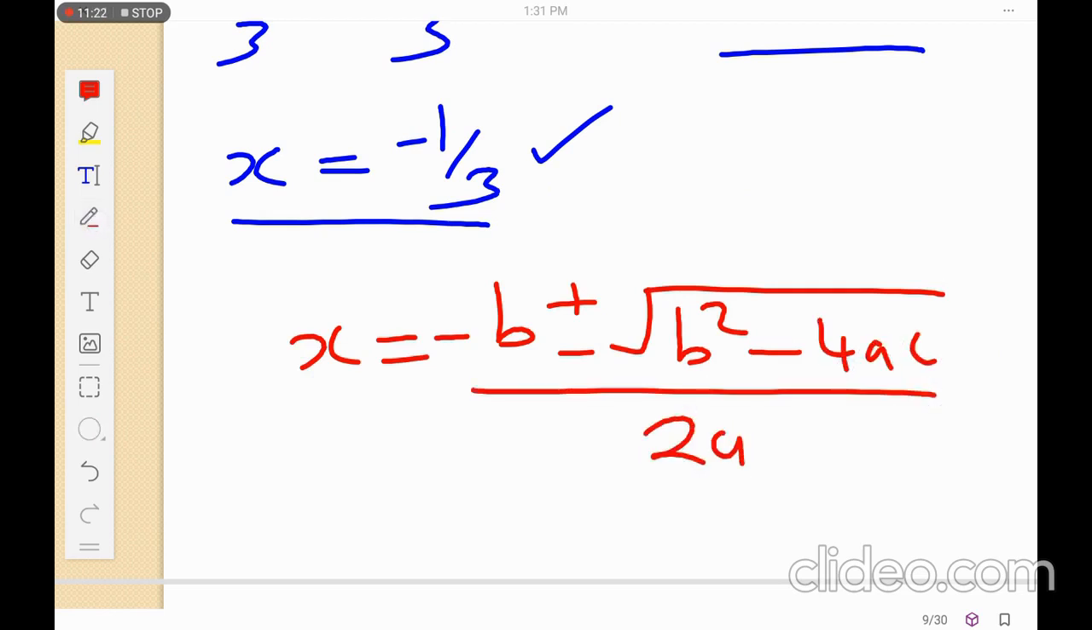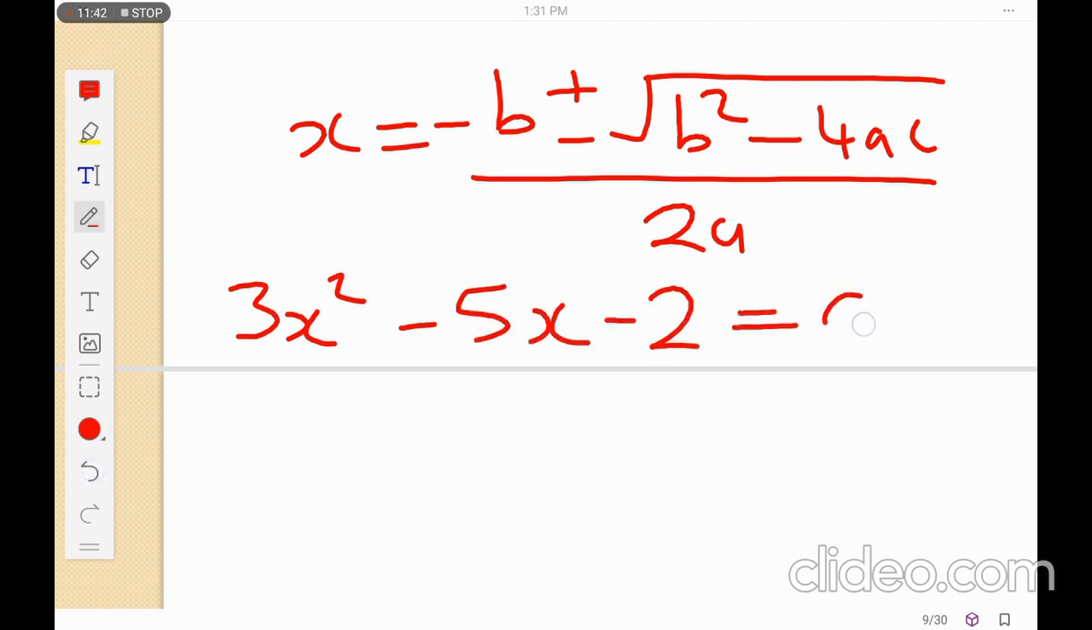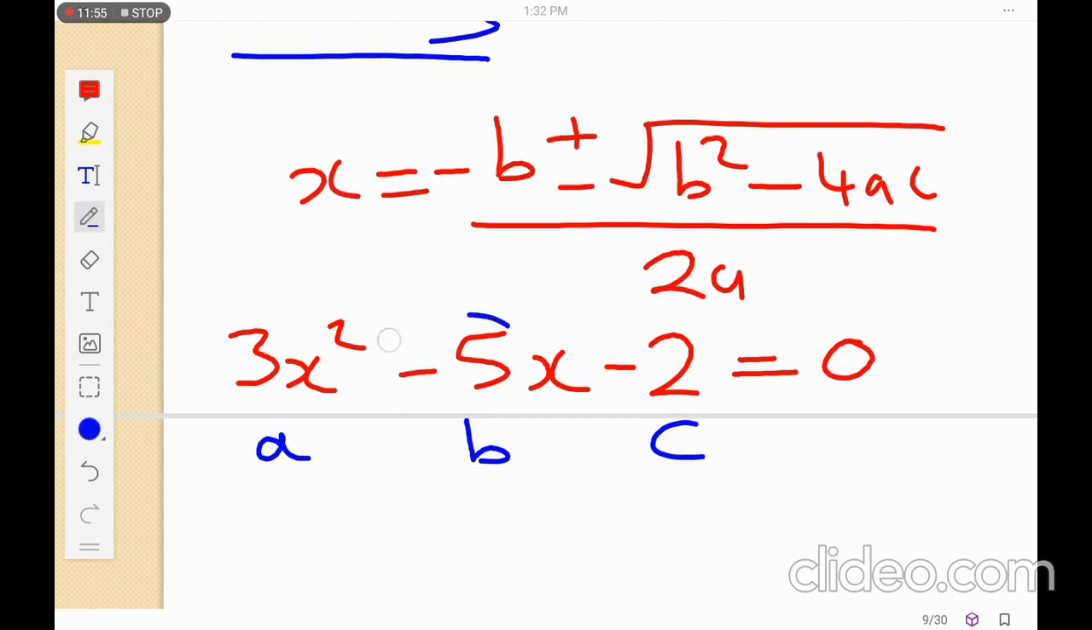Okay, so our equation is as follows. Our equation is 3x squared minus 5x, then minus 2 is equal to 0. Okay, and we said when we have this formula, this is our a, this is our b, and this is our c. Okay, so when I have my b as negative like this, it means here I'll just come and write it as a positive.